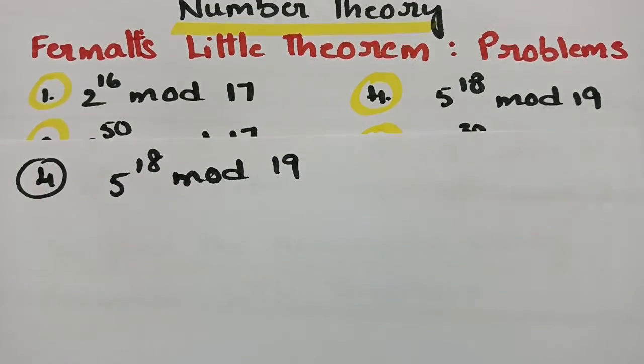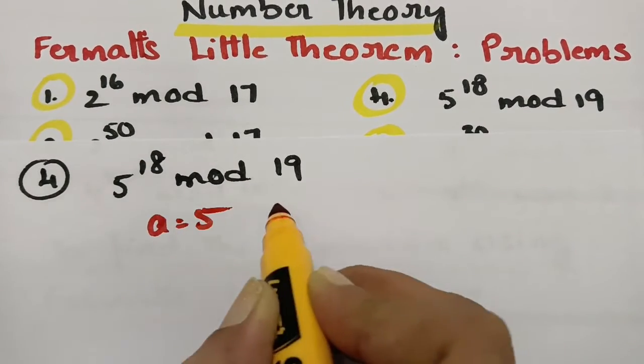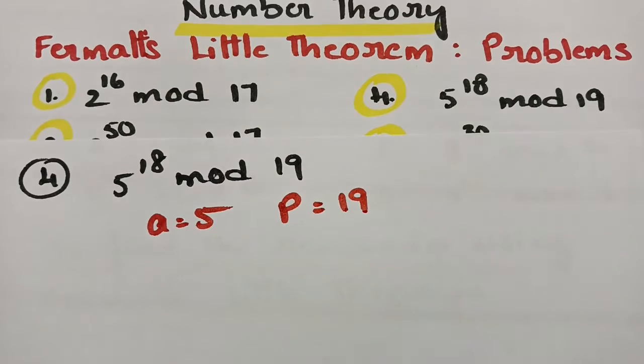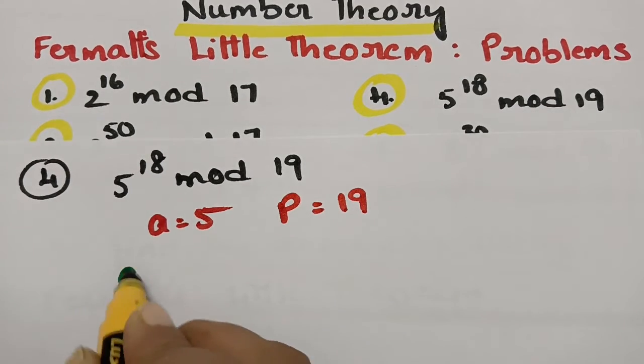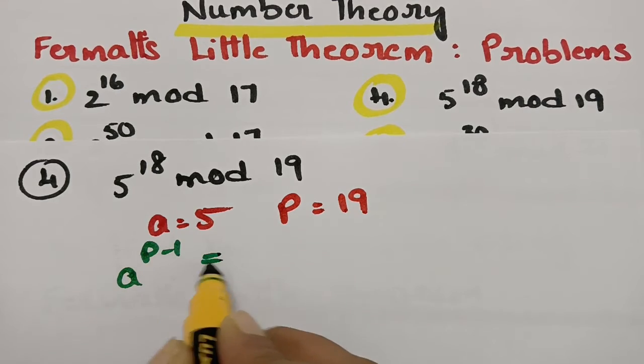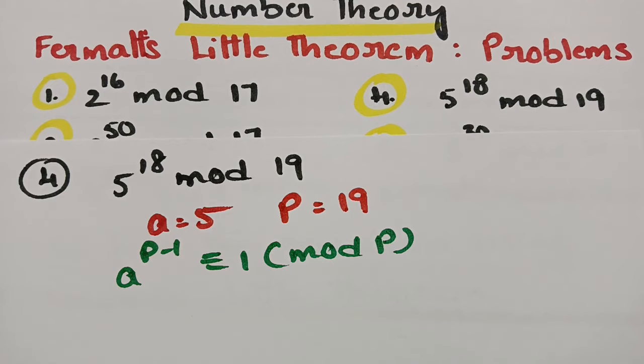So we need the remainder when 5 power 18 is divided by 19. Here the a value is equal to 5 and our p value is equal to 19. As you know, according to Fermat's little theorem, a power p minus 1 is congruent to 1 mod p.